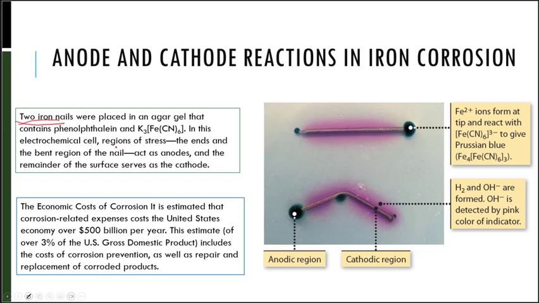And in this electrochemical cell, the regions of stress, the ends and the bent region of the nail, act as anodes, and the remainder of the surface serves as the cathode. Here's an interesting fact for you, the economic costs of corrosion. It's estimated that corrosion-related expenses cost the United States economy over $500 billion per year. This includes the costs of corrosion prevention as well as repairing and replacing corroded products.